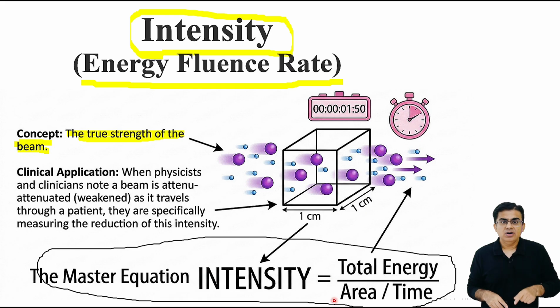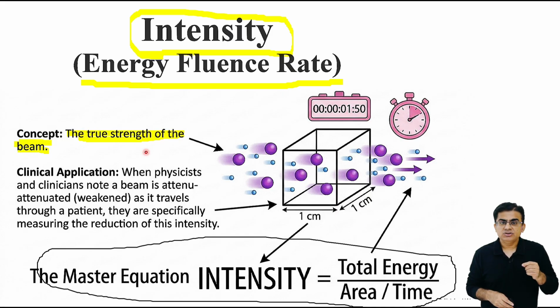Let us return to our simple car analogy. You are not just standing at the toll booth counting the total number of passengers arriving all day. You are calculating exactly how many passengers cross that toll booth every single minute. This gives you the true powerful delivery rate of the beam.